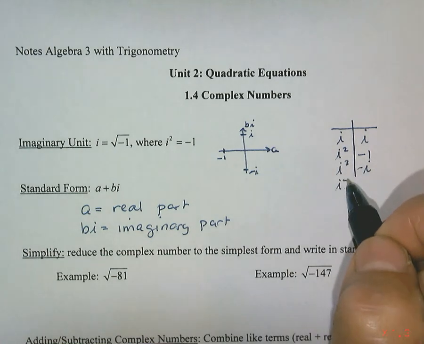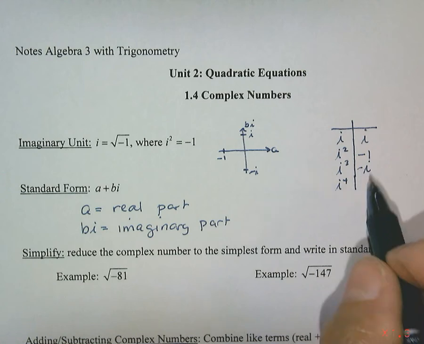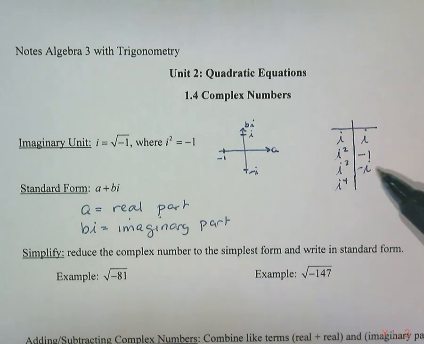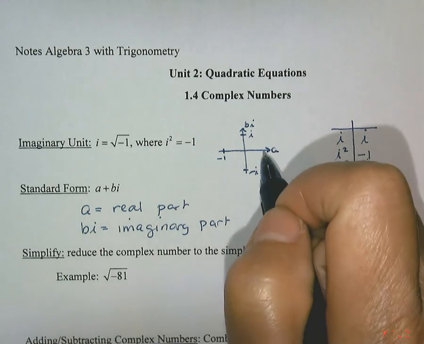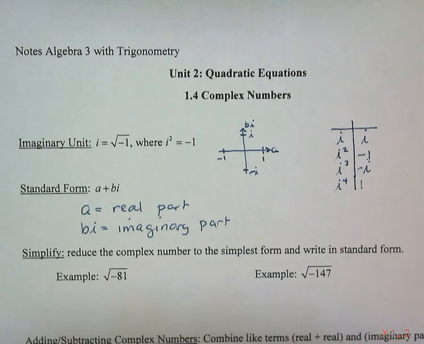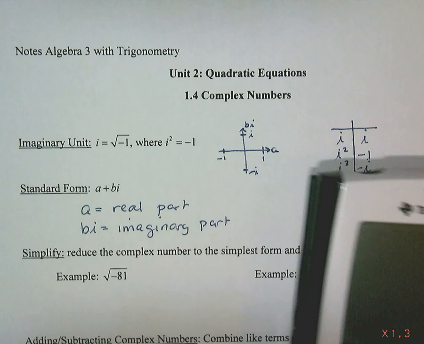And then i to the fourth will be, however you want to look at it, I think of it as i squared multiplied by i squared. So I'd have -1 multiplied by -1, which is a positive 1, which brings you back over here. And then the pattern continues. i to the fifth, i to the sixth, i to the seventh, i to the eighth. We don't spend time doing that. There's a couple problems that will show up. We don't spend a lot of time on that in Algebra 3.